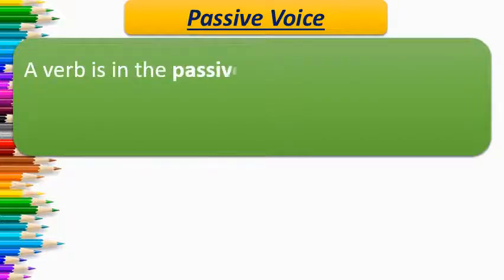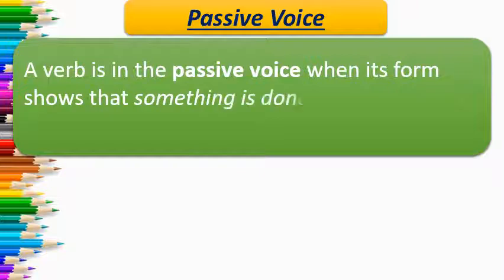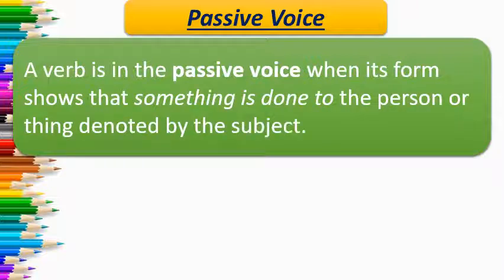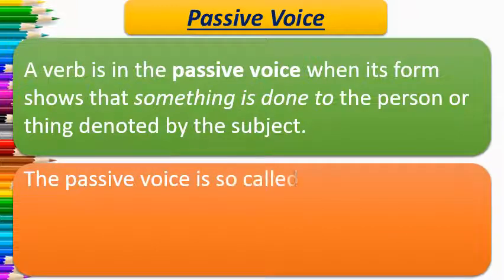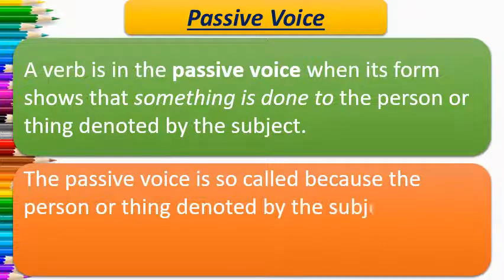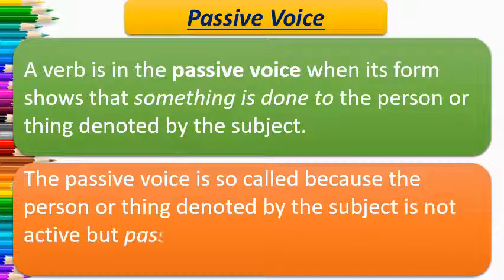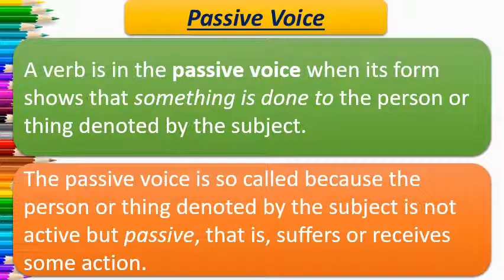What is passive voice? A verb is in the passive voice when its form shows that something is done to the person or thing denoted by the subject. The passive voice is so called because the person or thing denoted by the subject is not active but passive, that is, suffers or receives some action.